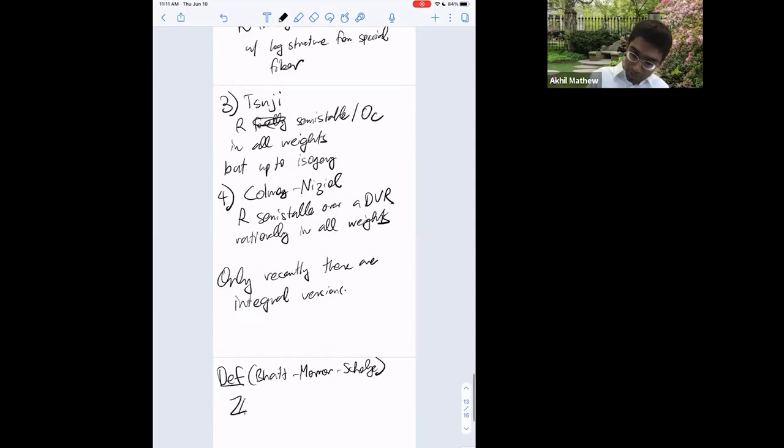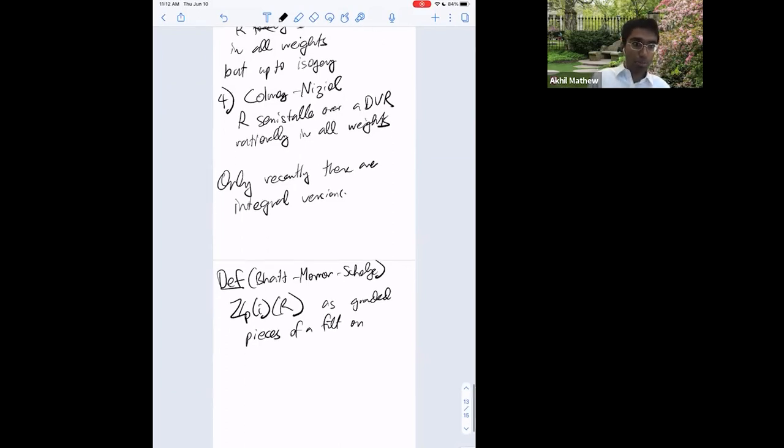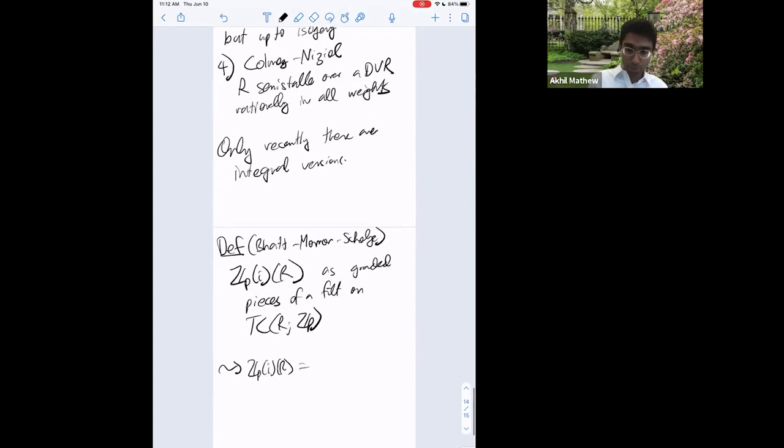So they define objects Z_p(i) of R for all i. So R is again this p-adically complete ring. And these arise as the associated graded of a filtration on, I guess, this object that arose in algebraic topology, topological cyclic homology of R with Z_p coefficients. So these can also be defined in terms of absolute prismatic cohomology. So Z_p(i) of R is, this is discussed in the paper of Bhatt, Morrow, and Scholze.